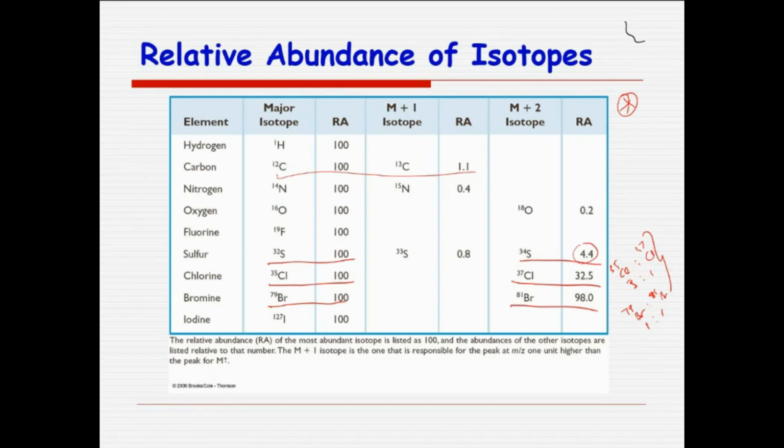Now chlorine and bromine. Chlorine is 3:1. Chlorine 35 is 3 times more abundant than chlorine 37. Bromine 79 has almost similar abundance to bromine 81, because it is 98 here and 100 there, almost the same. Chlorine is 100 and this is 32.5, so 100 by 32.5 is 3 times. Carbon-12 is 100%, carbon-13 is 1.1. So just keep this in mind.